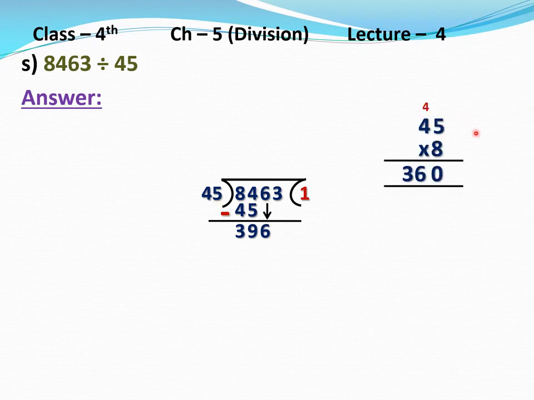See, 45 multiply 8. 8 5 is a 40, write 0 here and 4 carry. 8 4 is a 32 plus 4, 36, write 36 here. 45 multiply 8 equal to 360. Clear? So multiply this 45 by 8. 45 multiply 8 equal to 360. Now we will do subtraction. 6 minus 0, 6, write 6 here, 9 minus 6, 3, write 3 here and write next number, that is 3. Number formed is 363.